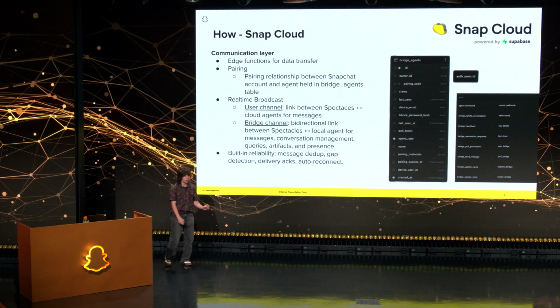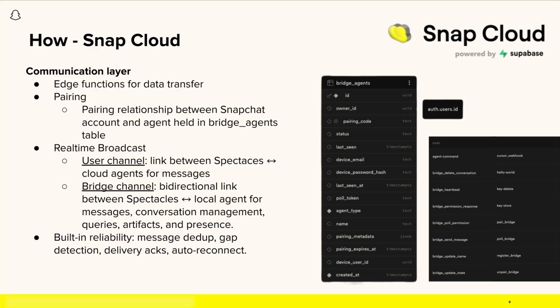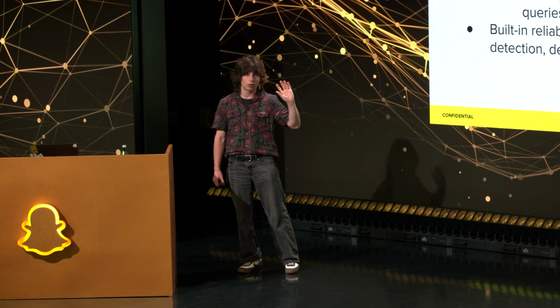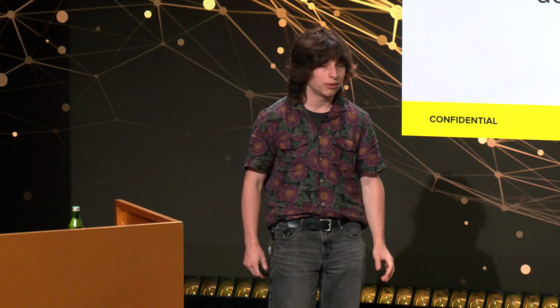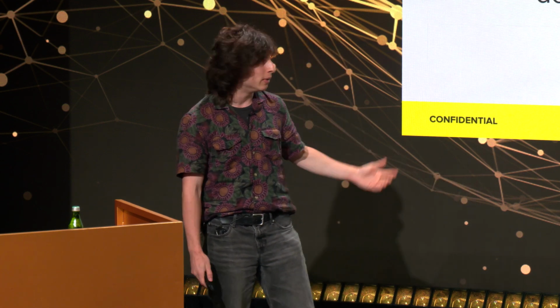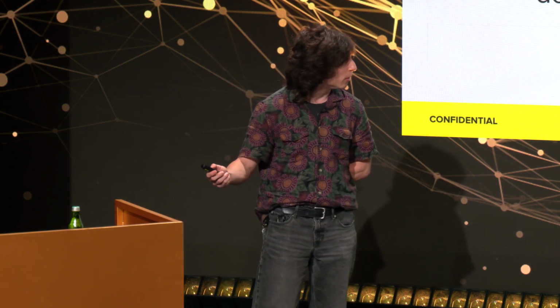The next component is the SnapCloud component. And this part's pretty simple. We have a couple different edge functions for just communicating across the client and the computer. We also have one primary table, which is where the pairing occurs, and that's this bridge agents table. So that's where we have who is paired to who, sort of bound to each other. So with the pairing relationship, we have real-time broadcast for sending messages over to one another, as well as some reliability aspects. And I'll go deeper into this later.